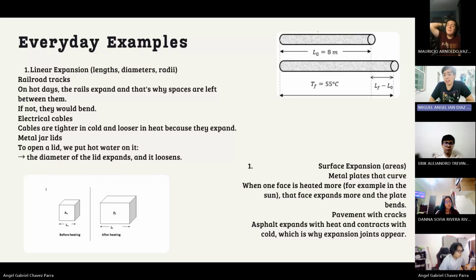Electrical cables. Cables are tighter in cold and looser in heat because they expand. Metal jar lids. To open a lid, we put hot water on it. The diameter of the lid expands and it loosens.